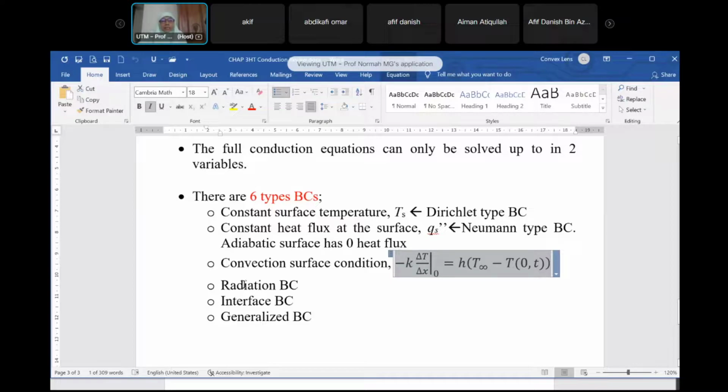Radiation boundary condition, same. An example is given in the textbooks. Interface boundary condition, that means at the interface of two different materials, the heat flux must be the same. And we have some generalized boundary condition. All 6 boundary conditions are described explicitly in your textbook.